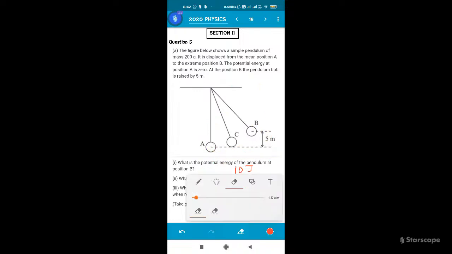Okay then. Now your second question is, what will be the total mechanical energy at point C?